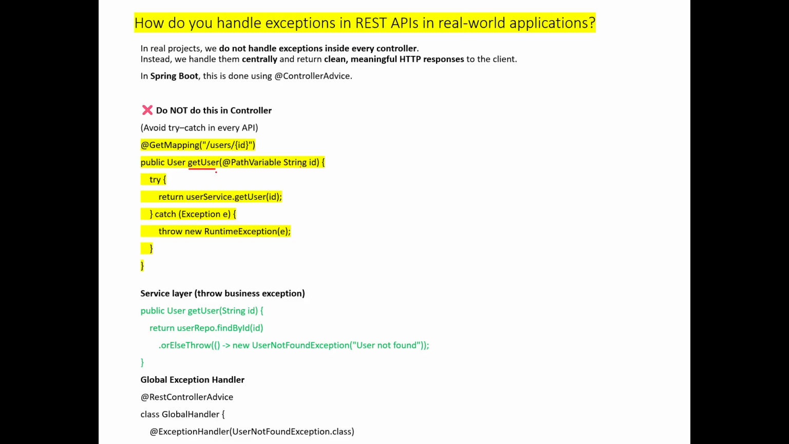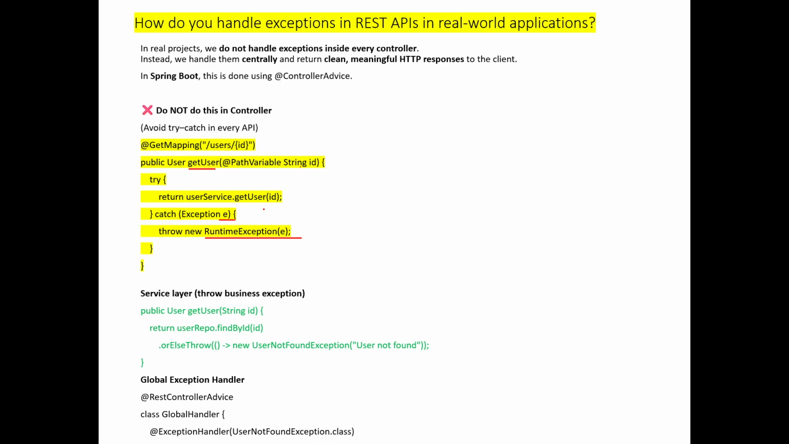So if the user does not exist, don't try to write this code by applying try catch and handling the exceptions here. If you write it this way, it is wrong, because we have multiple controllers and multiple APIs. If you write it at each API level, the boilerplate code will be more. And if you want to return a user-defined error code and user-defined message, that is also difficult here.